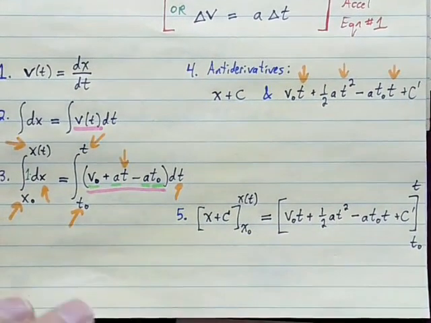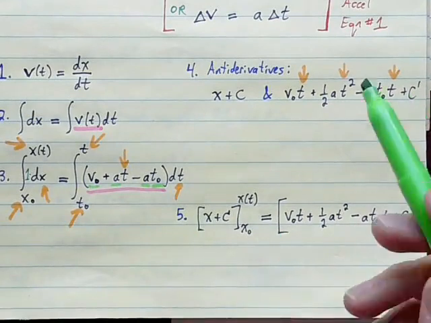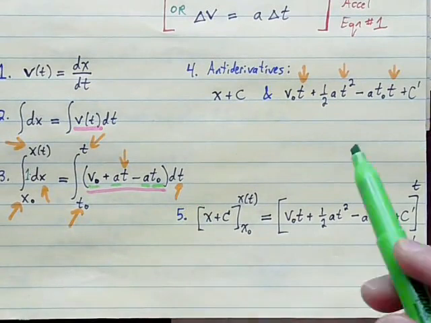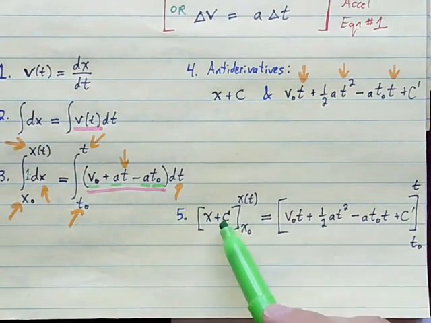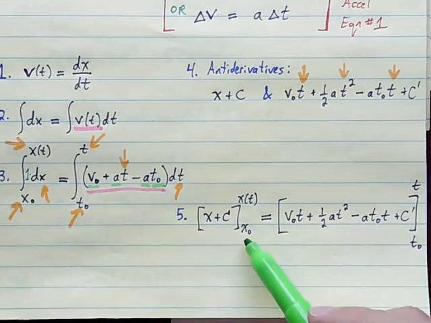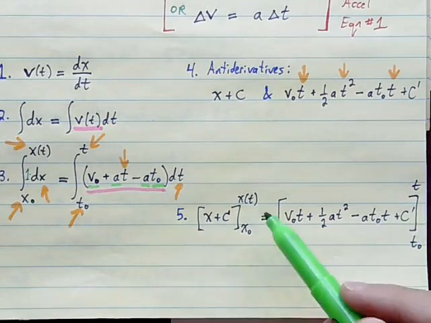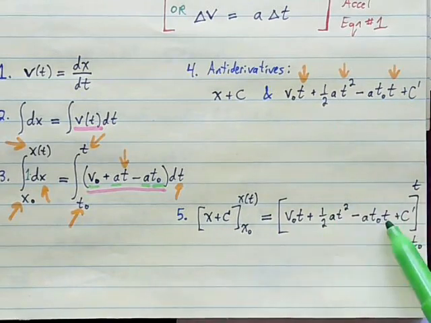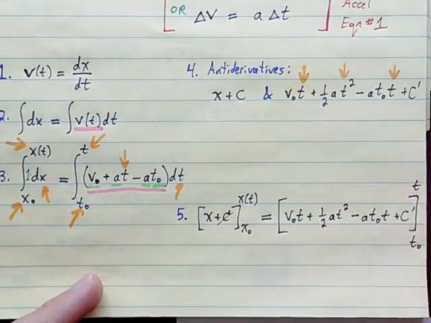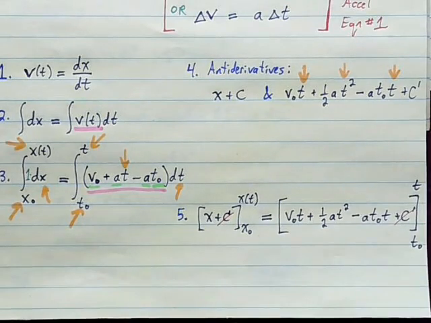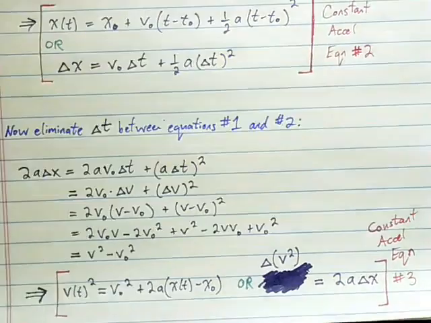Step 5, we show that the result of integrating is that we're going to evaluate our antiderivatives at the final and initial values of our independent variables. That's this bracket notation. So x plus c from x naught to x of t, and then this antiderivative evaluated from t naught to t. We know that the c's are going to cancel out right away, so you don't even have to write in those c's there. It's not necessary. All right, I'm going to go to the next page.